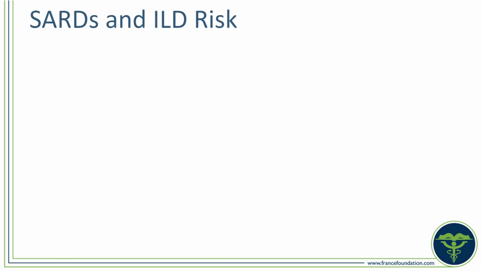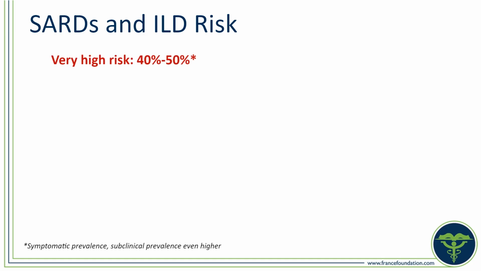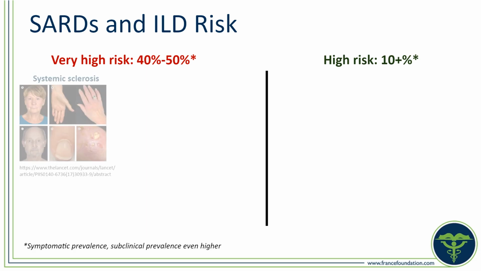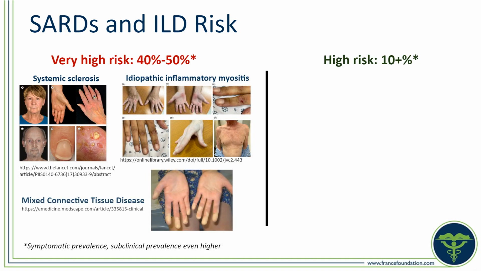Now that we know that interstitial lung disease is common in our rheumatic diseases, what rheumatic diseases do we really worry about this complication developing? And the way I like to approach this is with two different buckets. A bucket of very high risk rheumatic diseases and another bucket of high risk rheumatic diseases. So those in the very high risk group. Now, in these conditions, 40 to 50+% of people with rheumatic disease will have interstitial lung disease. So the conditions in this very high risk group include systemic sclerosis, idiopathic inflammatory myositis, and mixed connective tissue disease.